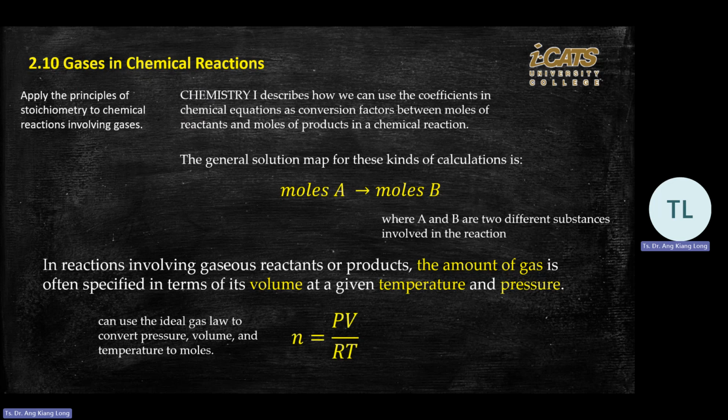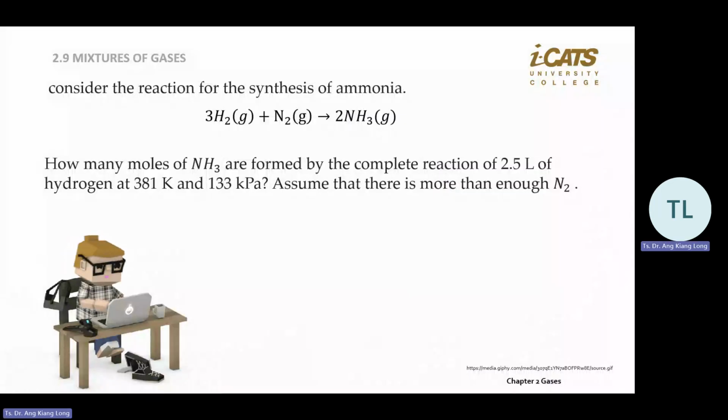For example, consider a reaction. You see a reaction already, you need to use the steps. So here, you have the synthesis of ammonia, A plus B equal to C plus D. Here only have C, right? So how many moles of hydrogen? 3 mole. 3 mole of hydrogen plus 1 mole of nitrogen, you'll get 2 mole of ammonia. Okay.